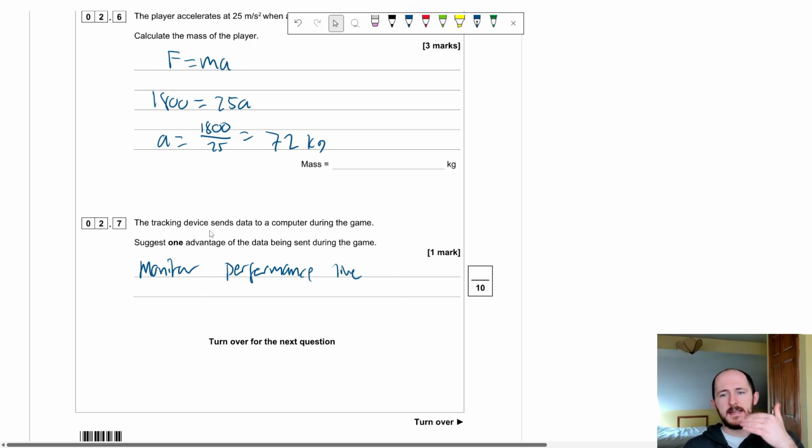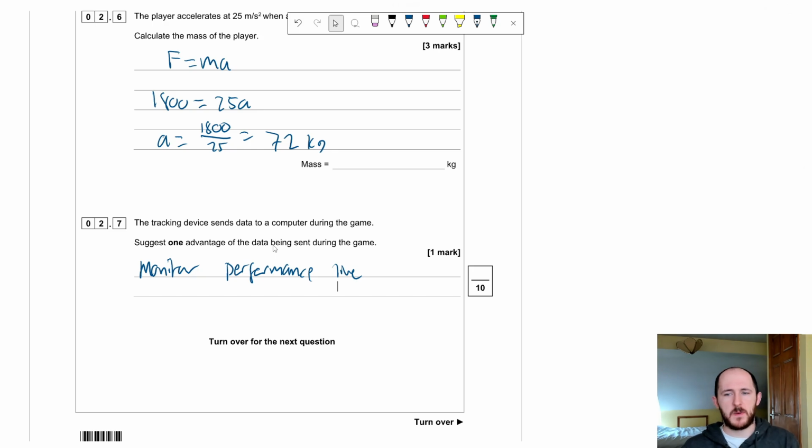So you need to kind of break it down. So first of all, why do they need the data? Well, they're obviously monitoring the players for some reason. I don't know the reason, I'm going to be honest with you. Maybe it's for injuries, maybe it's for how they can be more efficient, whatever, right? Then it says an advantage of it being sent during the game. Well, what's the opposite? What's the only other option? Well, sent after the game, right? It can't be sent before the game because the game hasn't happened yet.